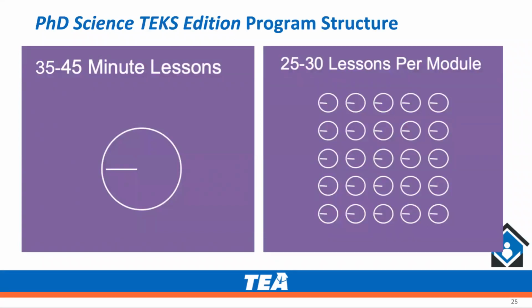The program structure of PhD Science TEKS Edition is that the lessons are typically 35 to 45 minutes long. This varies a little bit in K-2, where lessons are a little bit shorter. Each module consists of about 25 to 30 lessons over the course of the year. Teachers will cover various modules worth of content. While the lessons are timed to be 45 minutes, you can make some adaptations to the lessons for flexibility that you need for your school model and current learning environments.